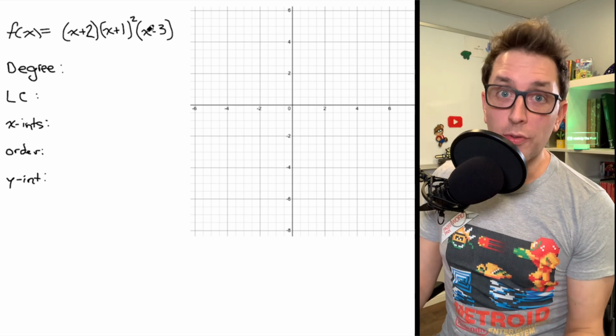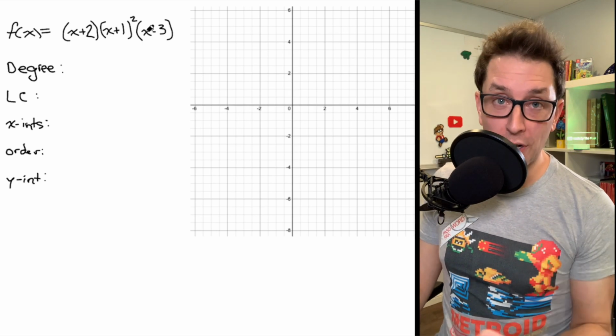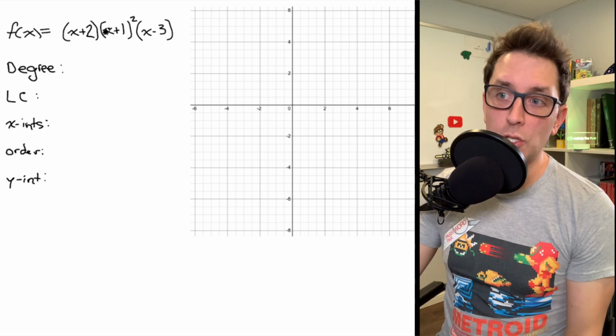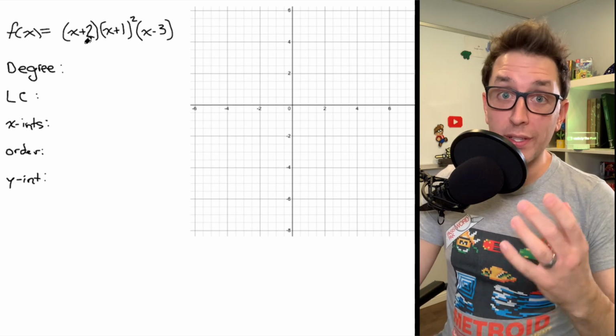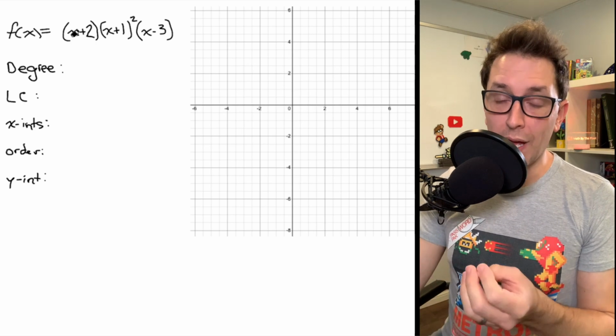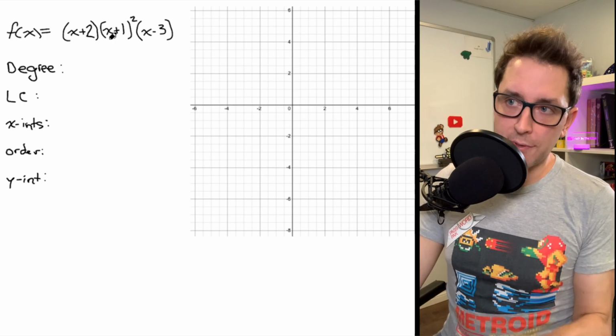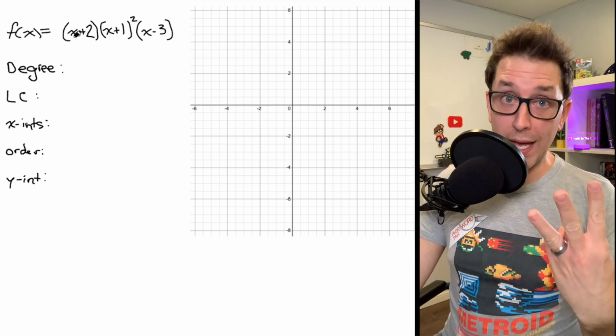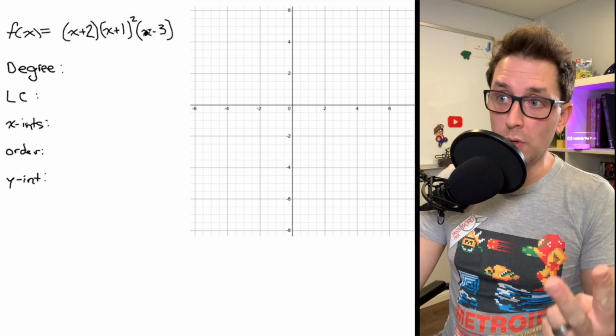Now, the first thing we want to look for when drawing the sketch of a polynomial function in factored form is the degree. And the degree is actually really simple to pick out. All we really need to do is just count the number of times we have an x. If you look at this function, it appears that we have 3 x's multiplied. We have 1, we have 2, we have 3.